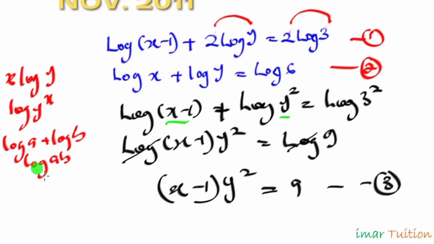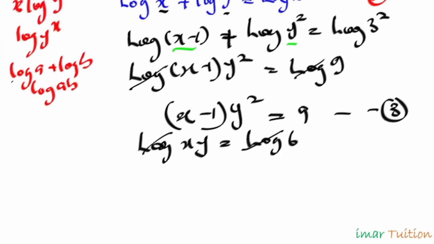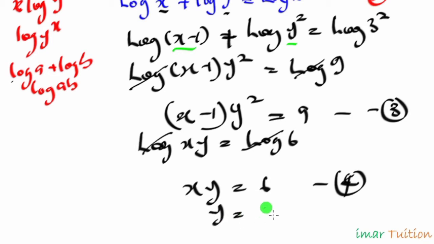Similarly, following log a plus log b to give us log ab, we're going to multiply x and y here. So we now have equation 2 to become log xy to be equal to log 6. Divide both sides by log, it's at the same base. You're going to have another equation, equation 4: xy is equal to 6. From equation 4, we can say y is equal to 6 over x, equation 5.